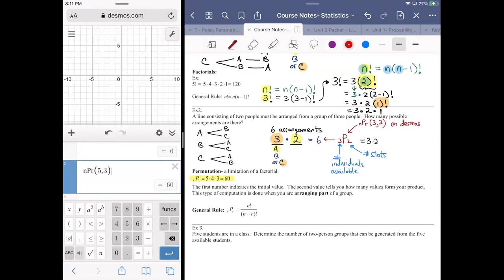Let me check the old chat here. Permutation. Yeah, so that's what it stands for. Yeah, no problem.